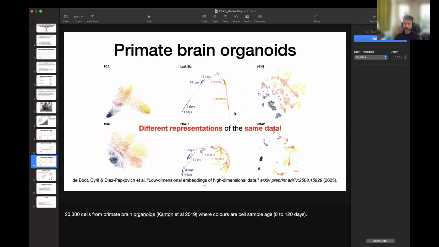There's an example of primate brain organoids, and you can see sort of the same thing. Here with Fate, we have the continuous preservation of the data, and this is because you have temporal data, so it was designed to keep this ordered.